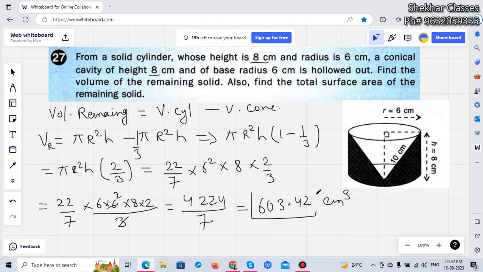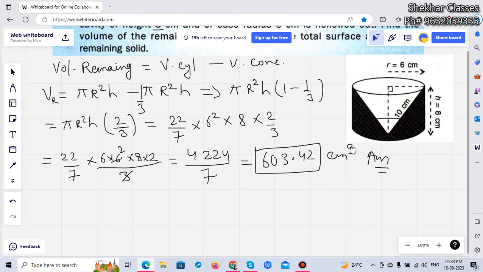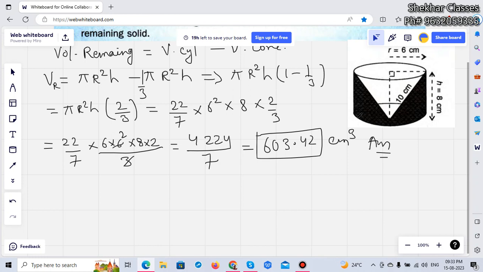So this is the volume of the remaining part of the cylinder, the first answer here. Now we have to find the total surface area of the remaining solid. What is the visible surface area? You can see the area of the base will be visible, and the curved surface area of the cylinder will be visible. There is no area of the ring. Only the inner curved surface of the cone is visible in it.